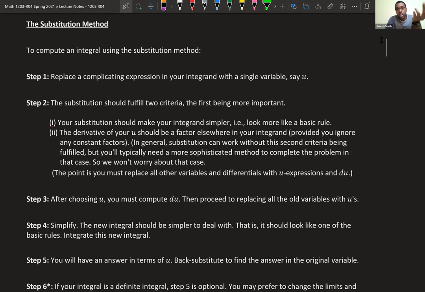So one, your substitution, replacing that function with a single variable, should make the integrand simpler. So that's the first thing. Simpler means specifically it looks like a basic rule. It has to look more like a basic rule by you swapping out that function.